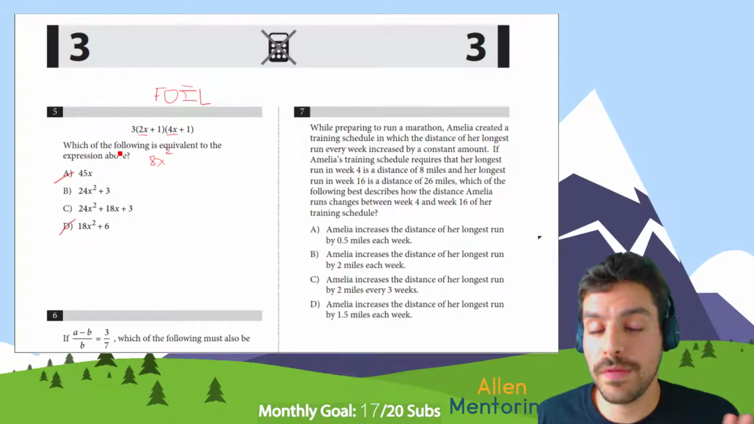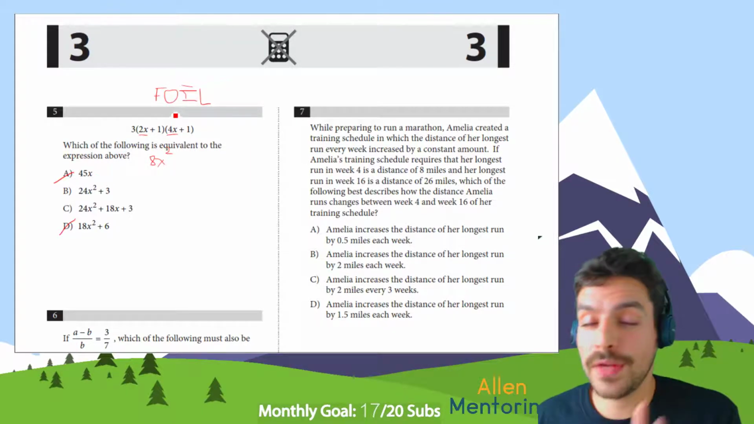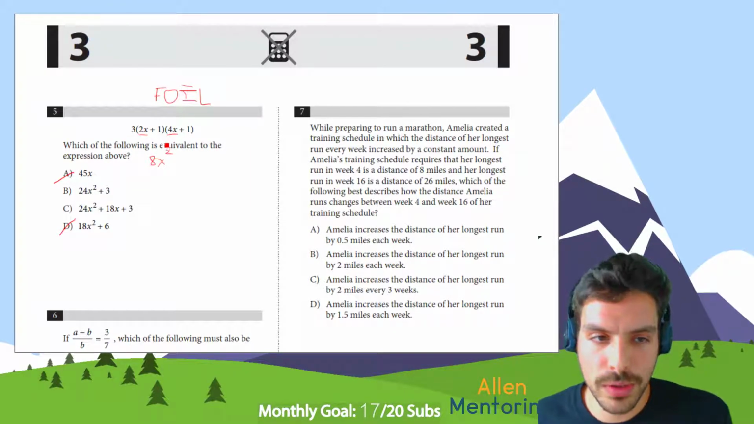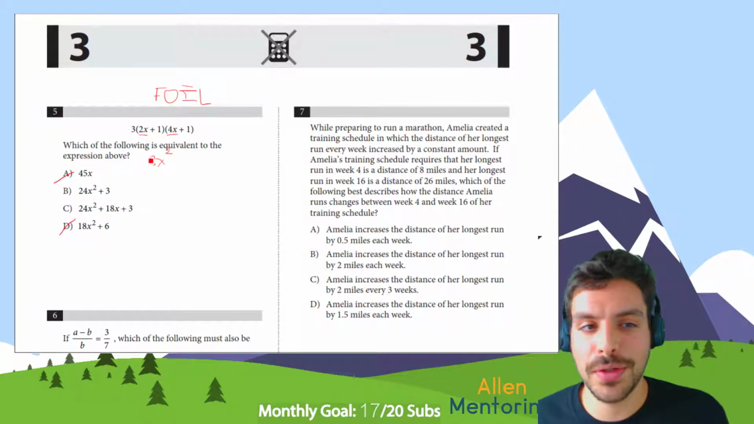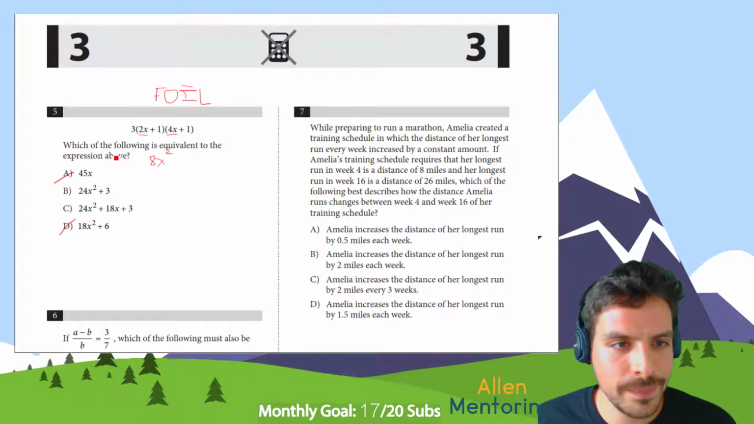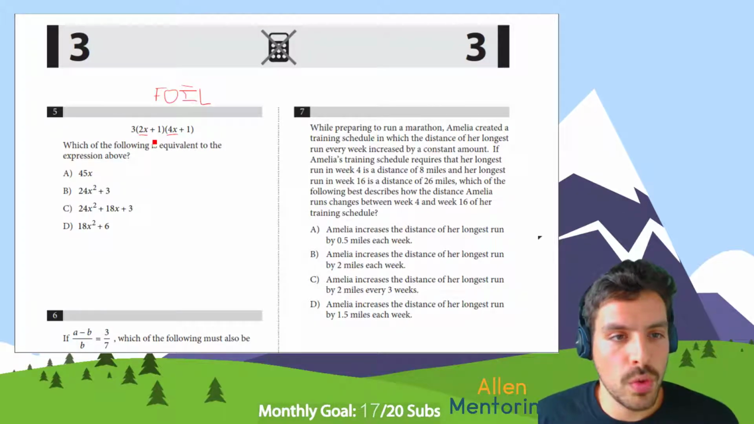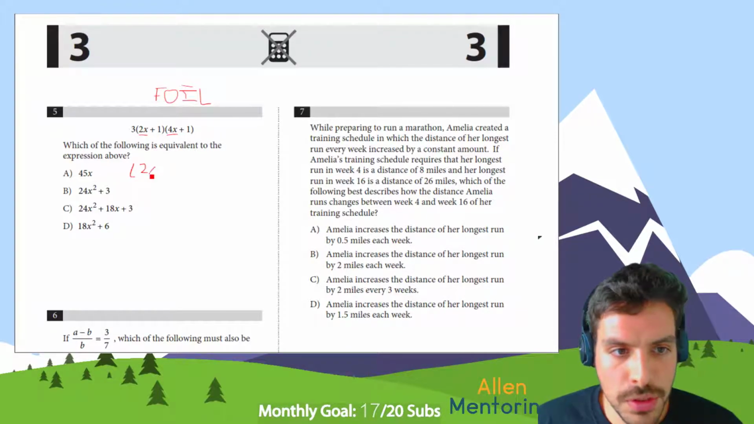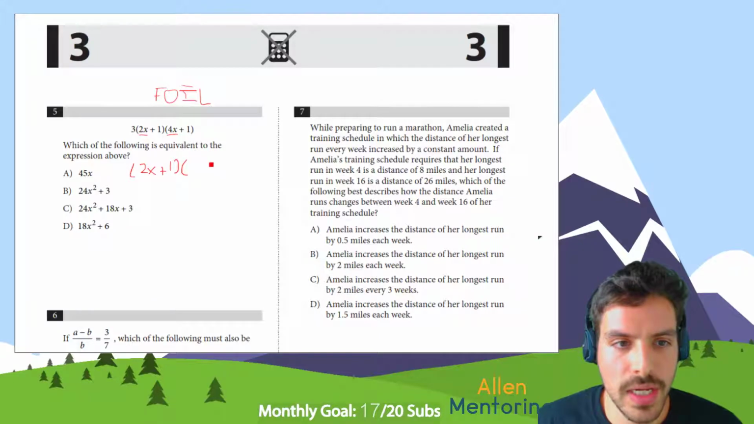So we could do it 2 ways. We could either actually FOIL everything and multiply everything, and I think I will do that just to show it to you. And later, after we're done with that, I'll show you the kind of quicker method. Okay, so let's start over again. Okay, so all I'm doing is I want to FOIL 2x plus 1 times 4x plus 1.